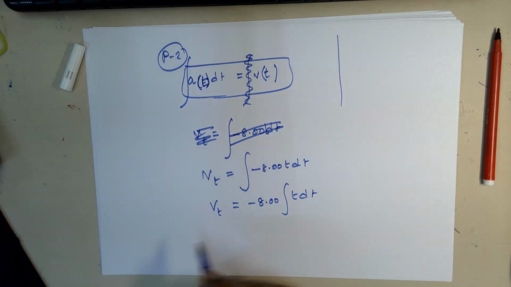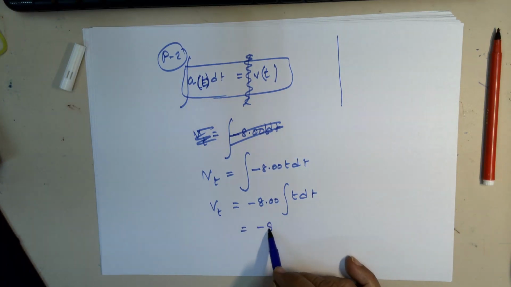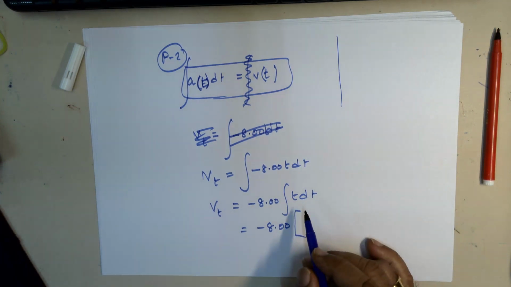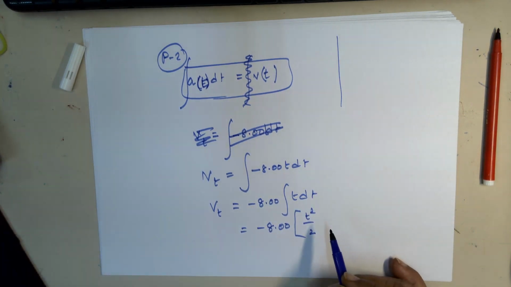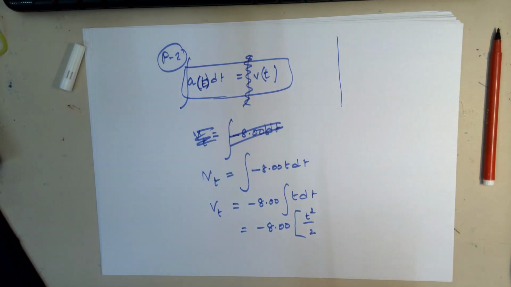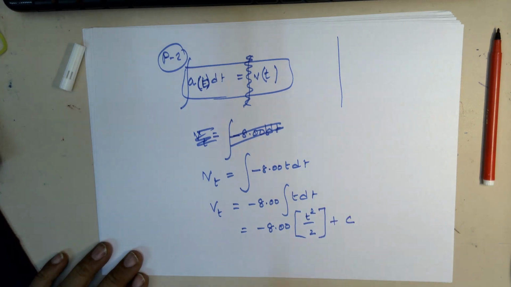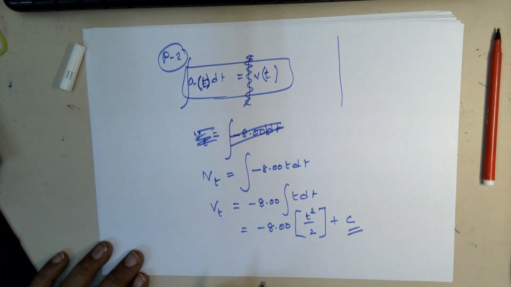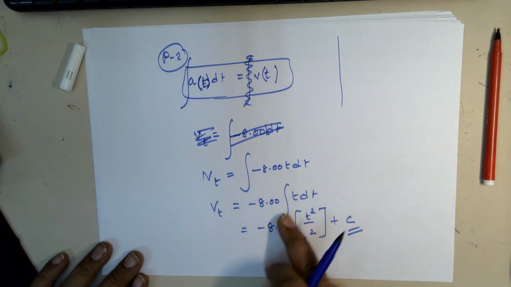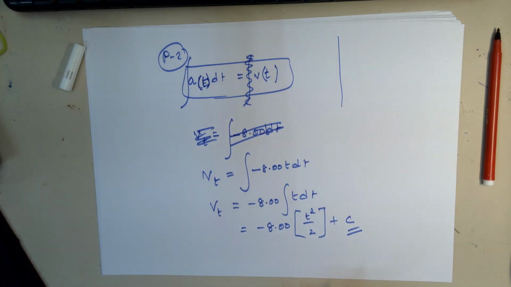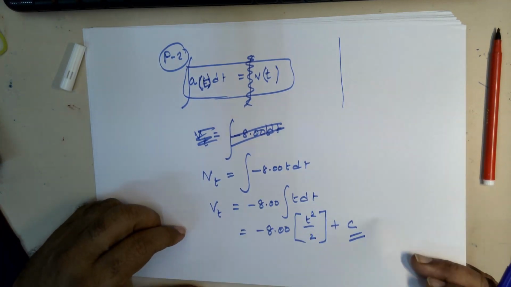Now, this is equal to minus 8.00. And what is the integration of t? T squared by 2. Since there are no integral limits given, you have to put the integral constant c. So in indefinite integrals, whenever you integrate without limits, you must always introduce this integral constant, which is here called c.